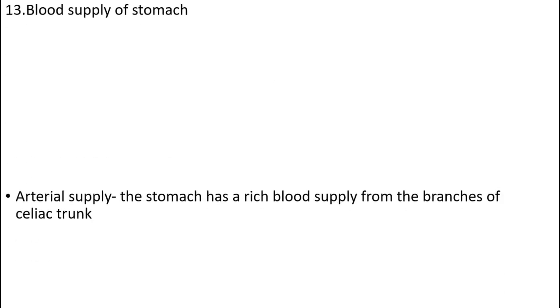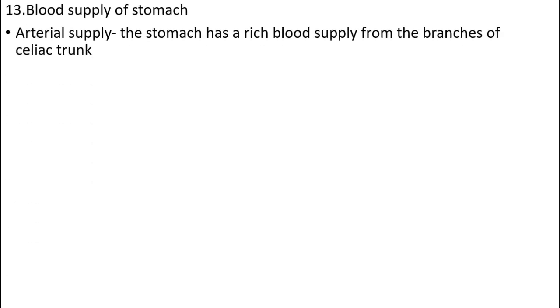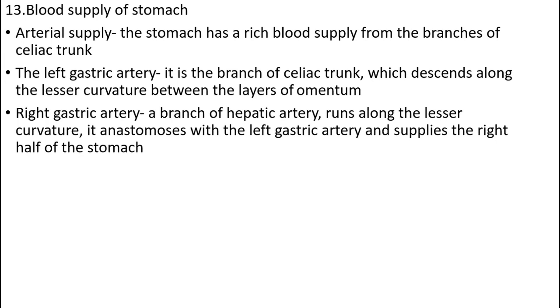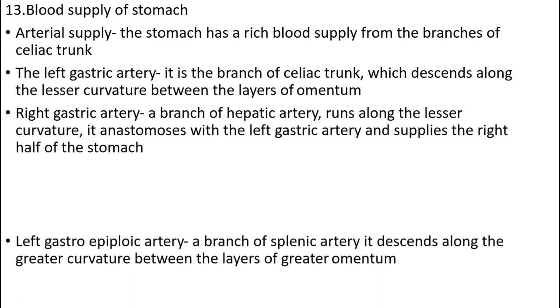Next is blood supply to the stomach. The arterial supply is from the branches of the celiac trunk. The left gastric artery is a branch of the celiac trunk which descends along the lesser curvature between the layers of the omentum. The right gastric artery is a branch of the hepatic artery, and runs along the lesser curvature. It anastomoses with the left gastric artery and supplies the right half of the stomach.